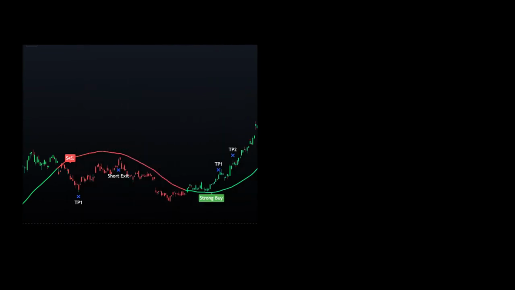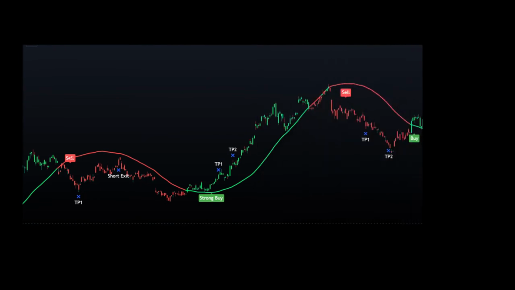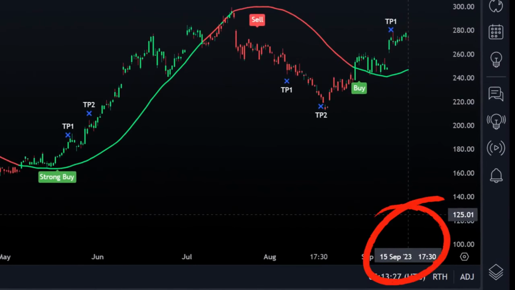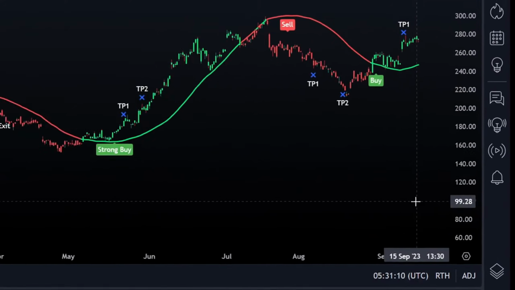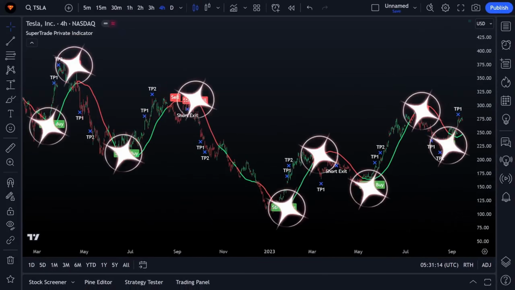Sell signal, take profit and exit the position. Strong buy signal, take profit and take profit. Sell signal, take profit and take profit. Buy signal, take profit. Now look at the data at the last bar. It's the real-time market right now. And if we calculate our trade, it's 9 for 10. Super crazy. This is amazing.